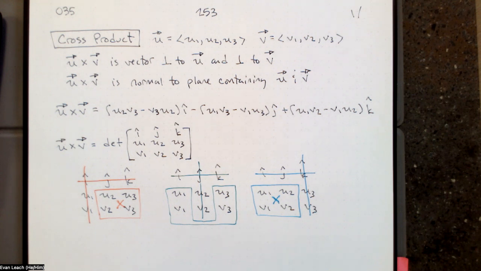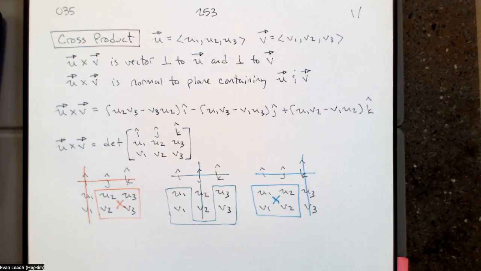So U cross V is a vector normal to the plane containing U and V. This is useful. We can now describe a plane with one vector. So we can describe some kind of orientation on a plane. Looking ahead, we're going to use tangent planes to describe surfaces locally, in the same way that we use tangent lines to describe curves locally.